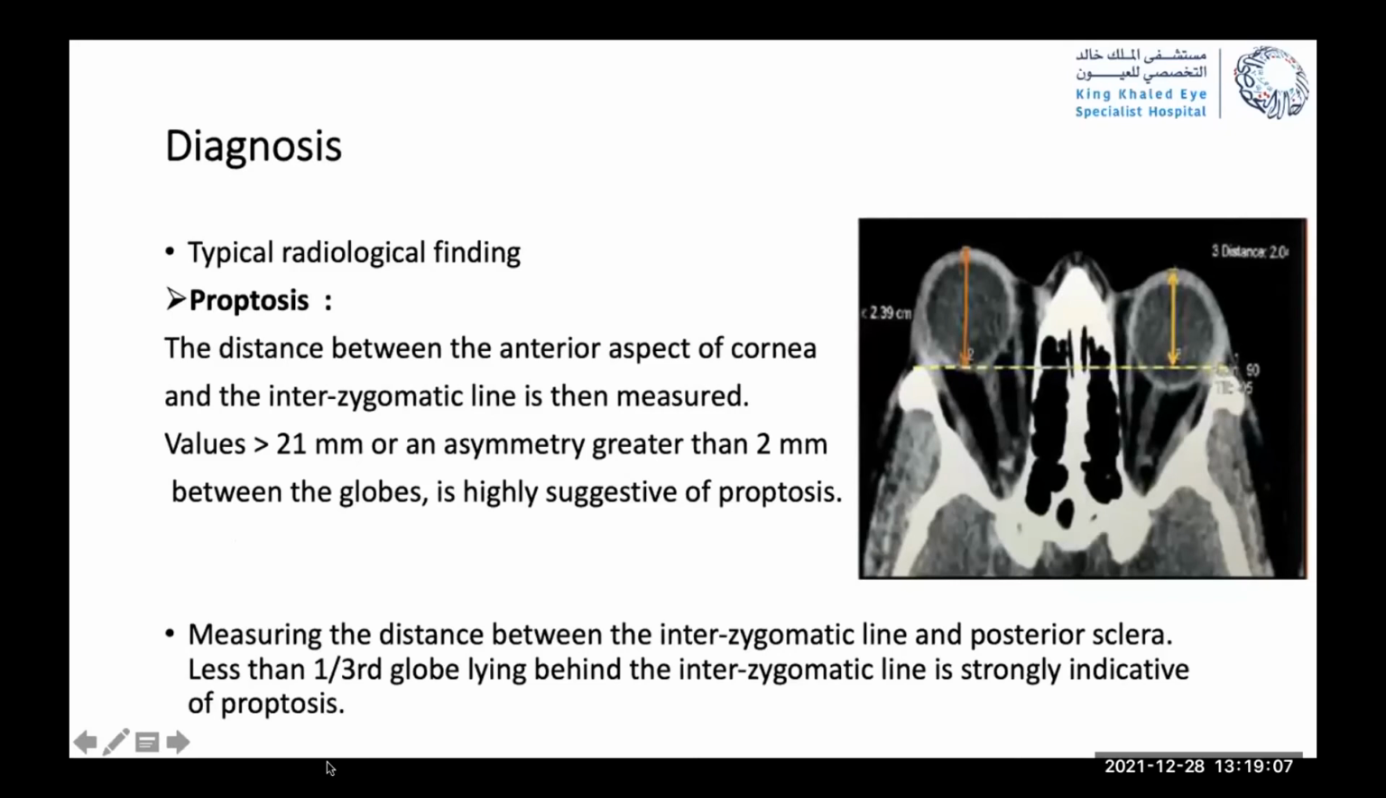Okay, typical radiological findings. One of the most important findings is proptosis. And how can we know there is proptosis in imaging? We have to measure the distance between the anterior aspect of the cornea and the interzygomatic line. I hope that my mouse here is visible to you. So from the cornea to the interzygomatic line, if the distance is more than 21 millimeter or asymmetry greater than 2 millimeter between both globes, that's highly suggestive of proptosis. Another method is measuring the distance between the interzygomatic line and the posterior sclera. Less than 1/3 of the globe behind this line is also suggestive of proptosis.